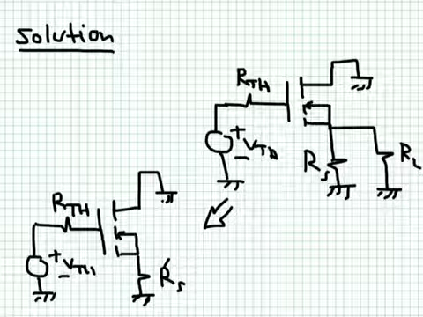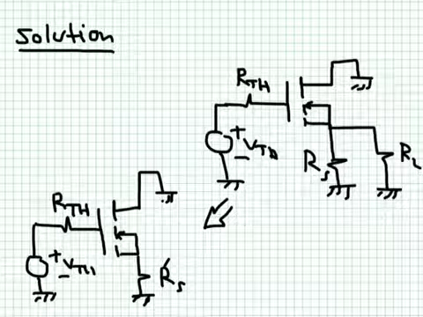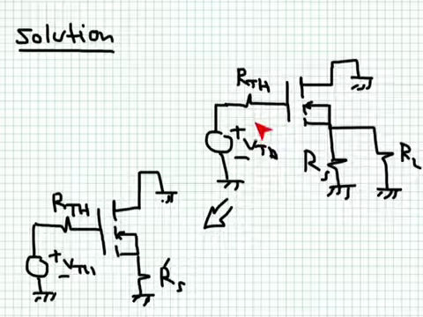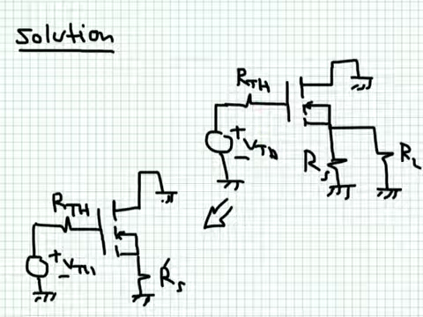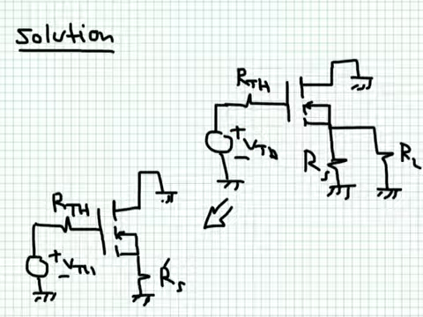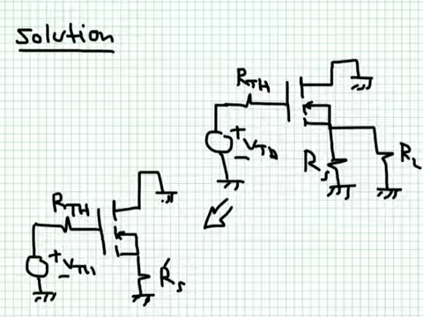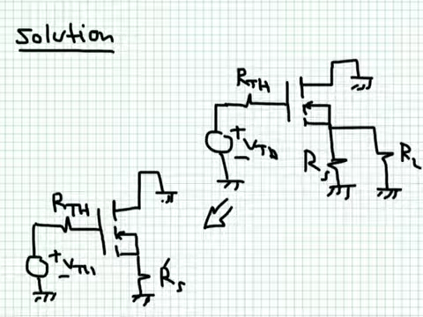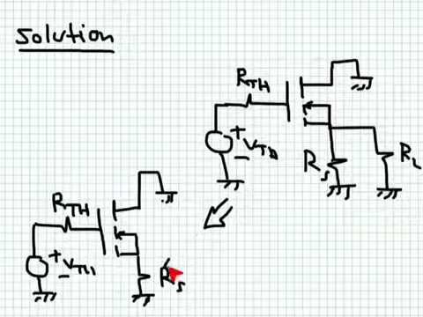So I did one more step of simplification, and I replaced everything to the left of the gate by its Thevenin equivalent. So there is R Thevenin and there is V Thevenin. And V Thevenin will be a function of the source voltage. Usually it's very close to the source voltage, 0.99 or 0.98, depending on the configuration. So this is now how the circuit is simplified.